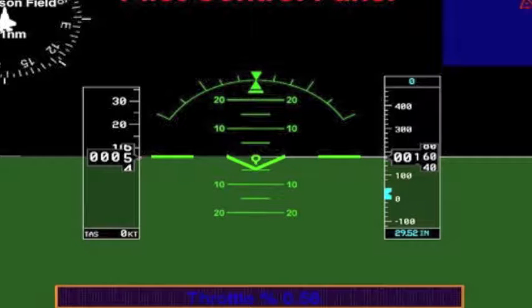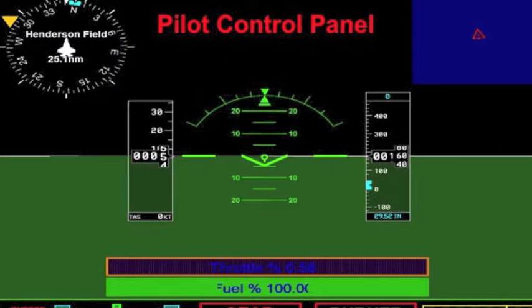Think of the upside-down triangle as a fuselage, and the two horizontal lines to the right and the left as the wings. When those horizontal lines, or wings, are lined up with the artificial horizon, you are flying straight and level. The artificial horizon is the white line that cuts horizontally across the page.